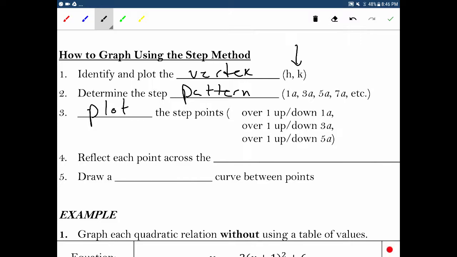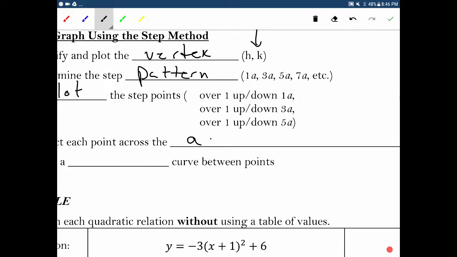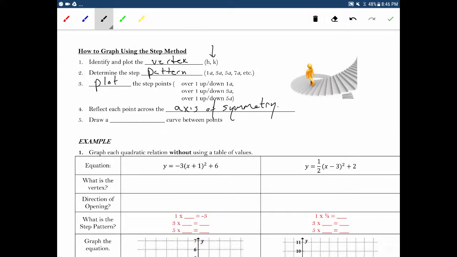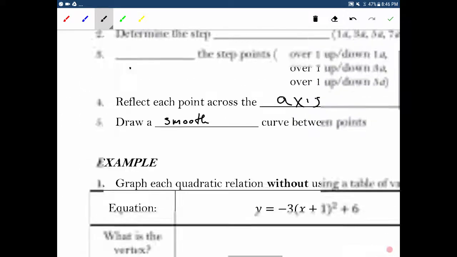And then what we're going to do is reflect, because of course usually we can only get 3 points from that way. We reflect those points across the axis of symmetry, which gives us a lovely parabola. And finally, we draw a smooth curve connecting the dots.